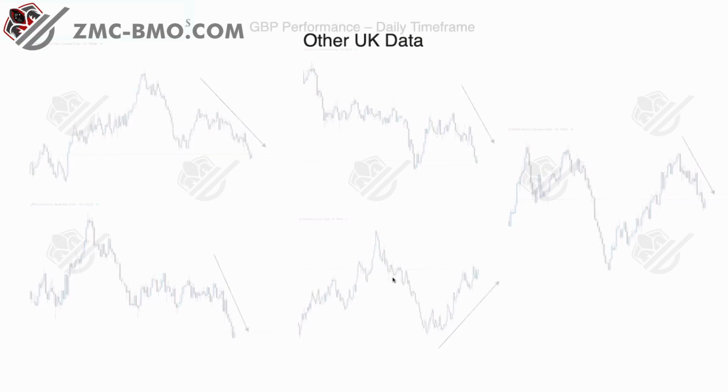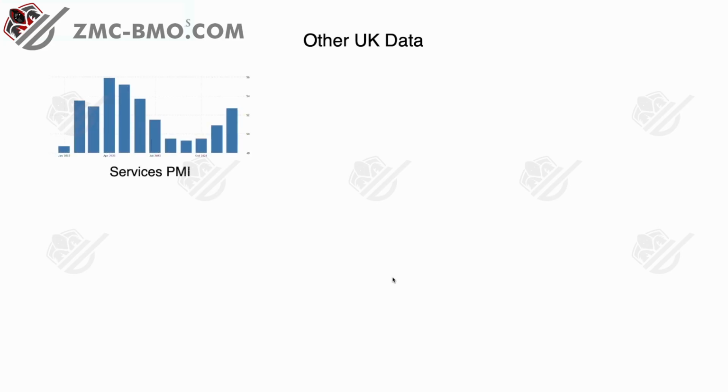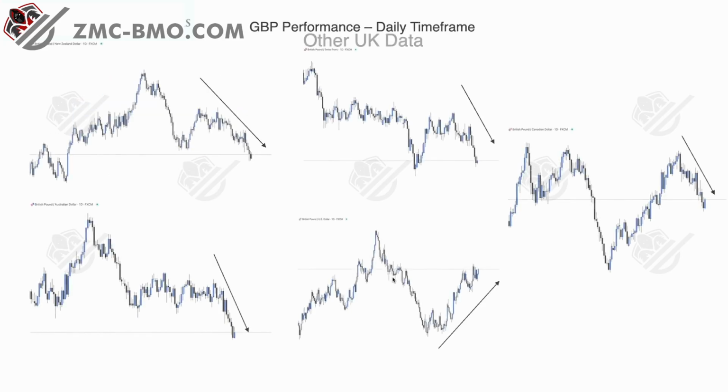Now, this is just an example of other UK data that you can have a look at. This isn't all the ones you look at, by the way. This is just some examples. There are many more examples there for you. Then again, we've made videos on the main data you may want to look at. But firstly, services PMIs. This is UK data, by the way.